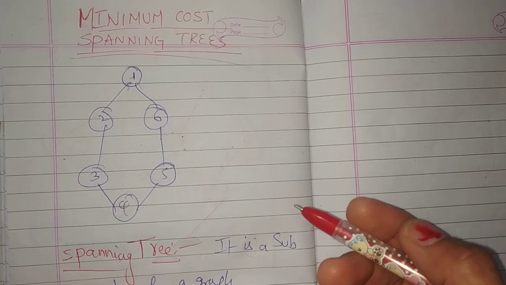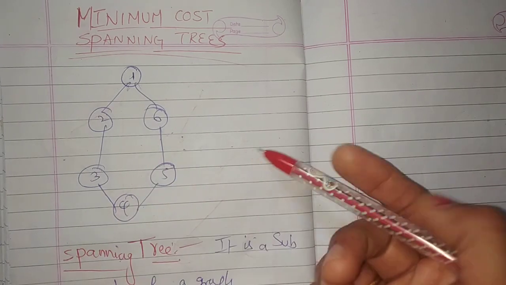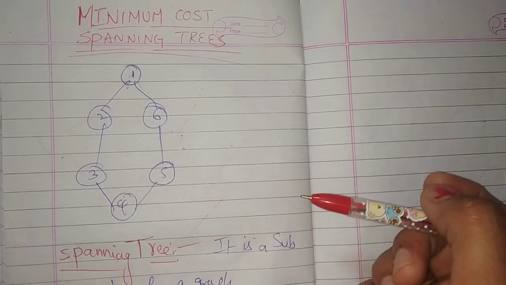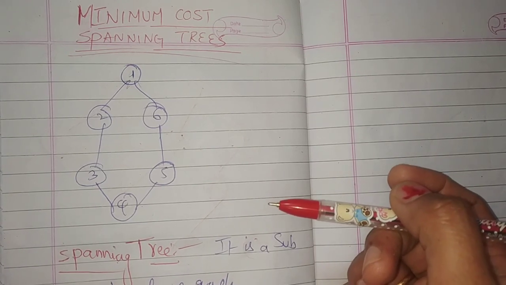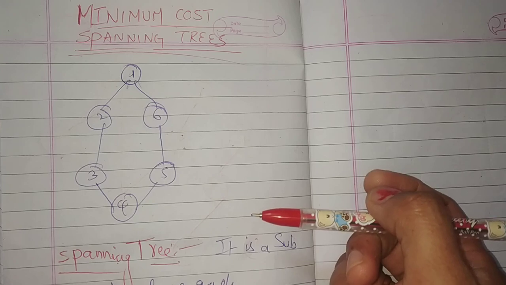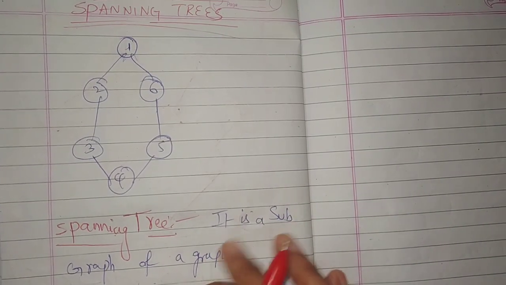Hi students, today I am going to explain minimum cost spanning tree with an example. I am taking this example, and first of all, what is a spanning tree? A spanning tree is a subgraph of a graph. So it is defined as a subgraph of a graph.